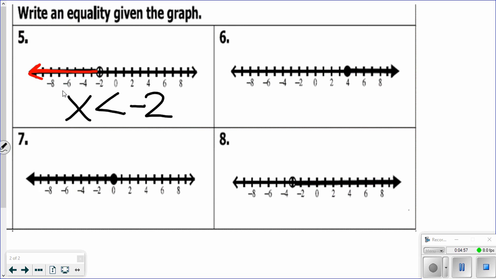Question 6. I have a circle or a point on 4, so that's my number. It's filled in or it's closed, so we need an or equal to. And it's shaded to the right. It's shaded towards the numbers that are greater than 4. So we need to write x is greater than, and then or equal to 4. Go ahead and pause the video, and I want you to try questions 7 and 8.